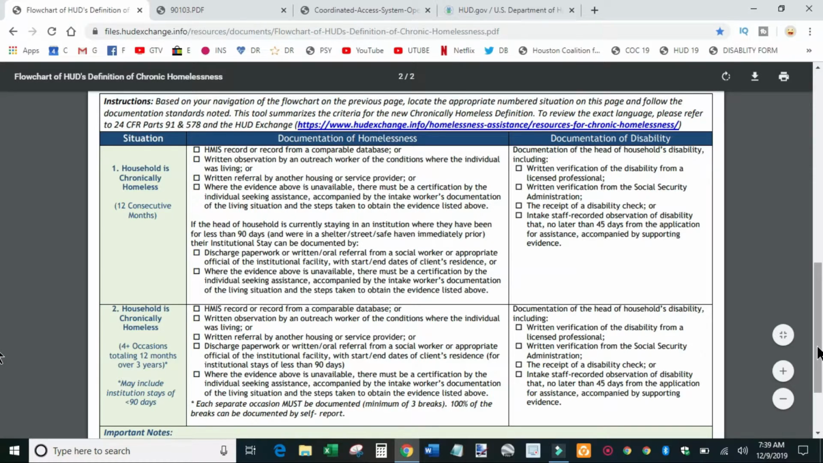Besides 12 consecutive months, there's one other acceptable answer for them, and that is when, say that you're staying at Sally's house, okay? And here's the deal. If the head of household is currently staying in an, well, I should say institution. So if you're in jail for less than 90 days, that qualifies as part of it. But to get to the bigger point, over a 3-year period, you would have had to have been homeless at least 4 times, okay, 4 or more times.